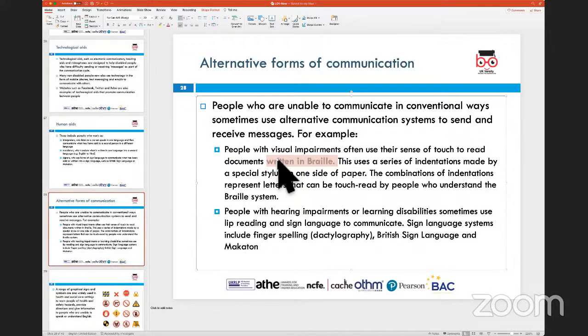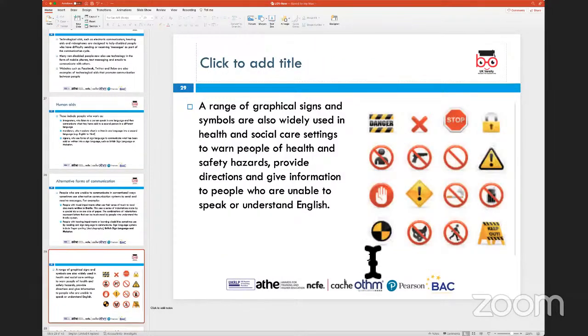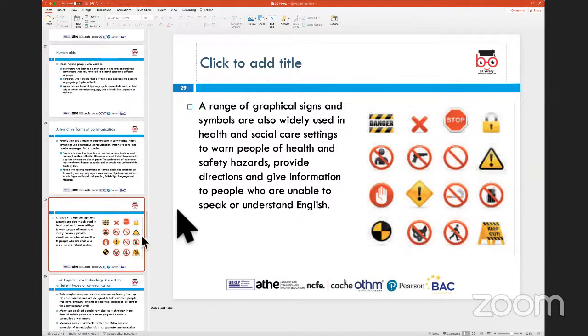Now, there are various other forms of alternate communication. I mentioned to you the use of what is called Braille, the British Sign Language, and Makaton, and these are other forms of communication which can also be used with patients, and in communication with different people. So these are just for the purposes of referring.